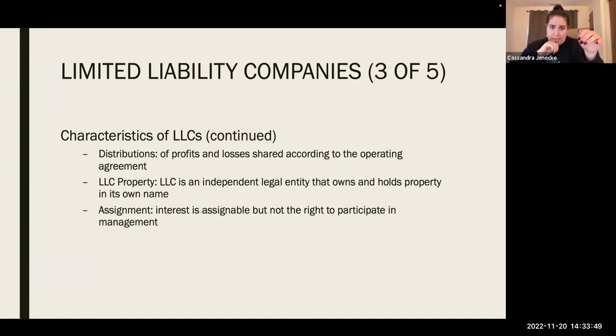Interest in an LLC is assignable, but not the right to participate in management. So if it's a member managed LLC, just because you are assigning your interest in the LLC to somebody else does not mean that they become a manager. Much like that debtor creditor assessment, like I'm looking in your eyes, it's you I'm engaging with, not somebody else.